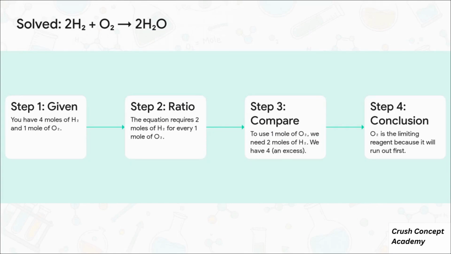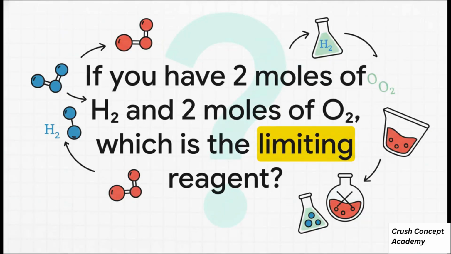Okay, let's solve one. Look at the reaction to make water. The recipe, the ratio, is 2 moles of hydrogen for every 1 mole of oxygen. Now look what we have, 4 moles of hydrogen and 1 mole of oxygen. To use up that 1 mole of oxygen, we only need 2 moles of hydrogen, but hey, we've got 4. That means our hydrogen is in excess, and the oxygen is going to run out first, so O2 is our limiting reagent. Okay, another quick check for you.